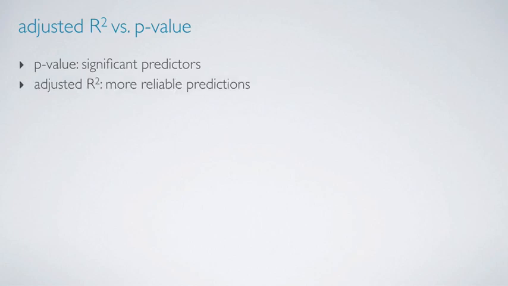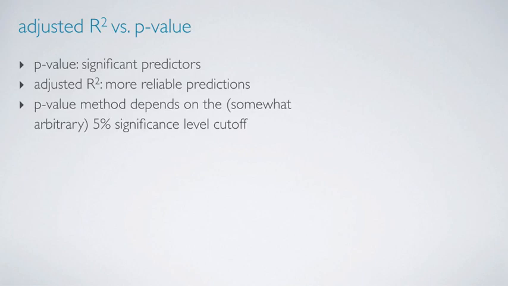So we talked about two approaches, adjusted R-squared versus p-value. We even mentioned that sometimes they yield slightly different results. Then how do we know which one to use? We use the p-value approach if what we're interested in is finding out which predictors are statistically significant. On the other hand, if we're interested in more reliable predictions from our model, we want to use the adjusted R-squared method. The p-value method depends on the somewhat arbitrary 5% or whatever other percent you use for your significance level cutoff. And if you use a different significance level, you're going to end up with a different model.